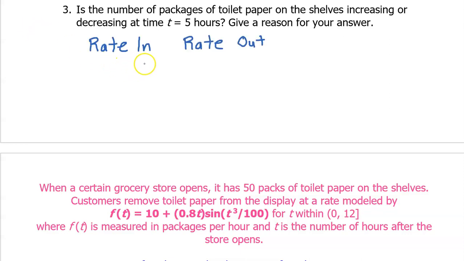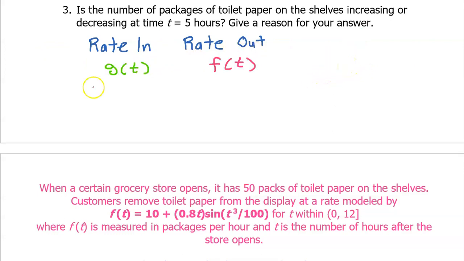Anytime we need to figure out if an amount is increasing or decreasing, we just need to compare the rate in to the rate out. If the rate in is greater than the rate out, then the amount will be increasing. If the rate in is less than the rate out, then the amount will be decreasing. In this scenario, the rate in is represented by g of t. That's the rate at which employees are putting packages on the shelves. The rate out is represented by f of t.